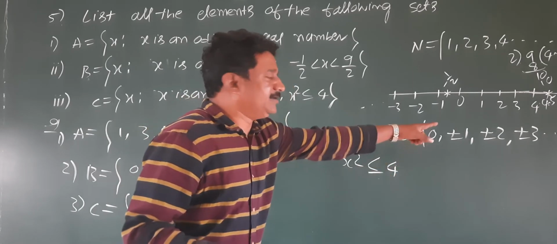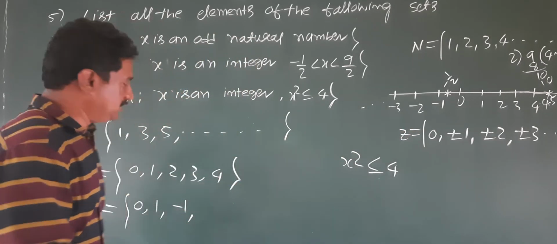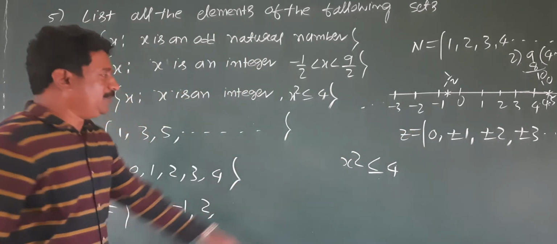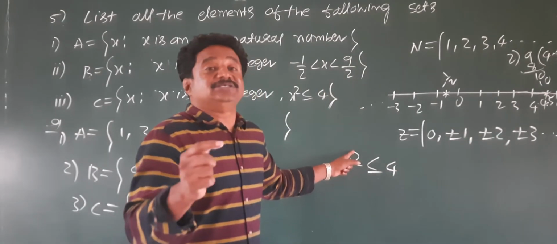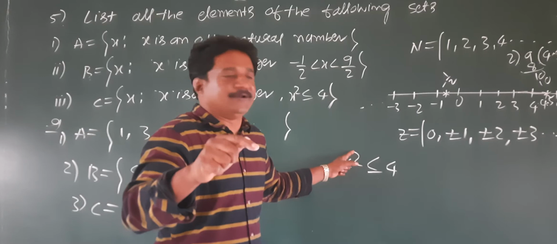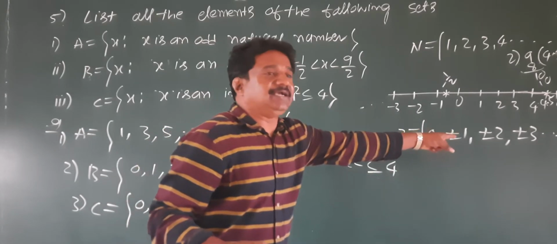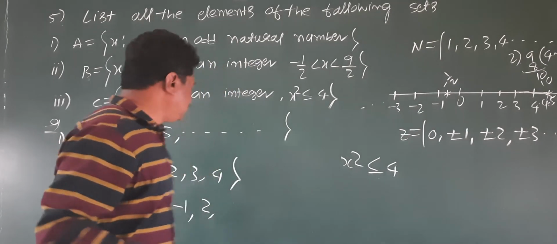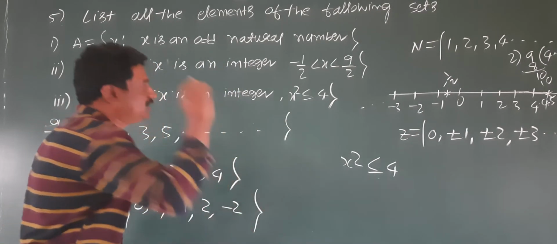So shall we collect 2 for this set? Yes, because 2 squared is 4. What about minus 2? Minus 2 whole square. How much is minus 2 whole square? Plus 4. 4 is equal to 4. Correct. So shall we collect minus 2 for this set? Yes. Collecting minus 2 for this set is also correct. This is the required answer.